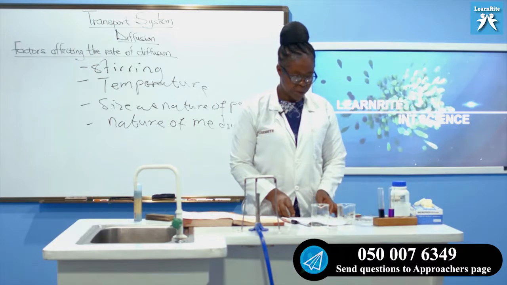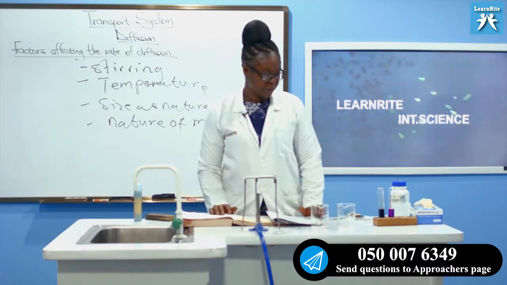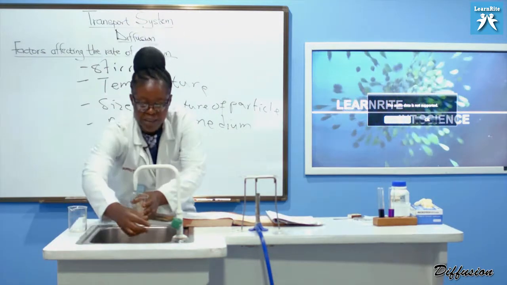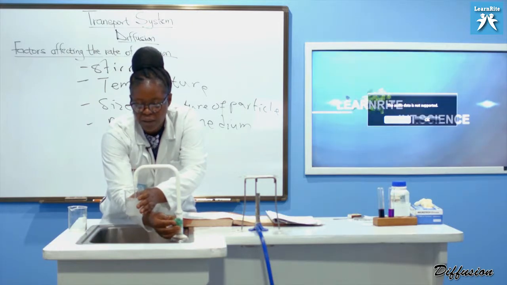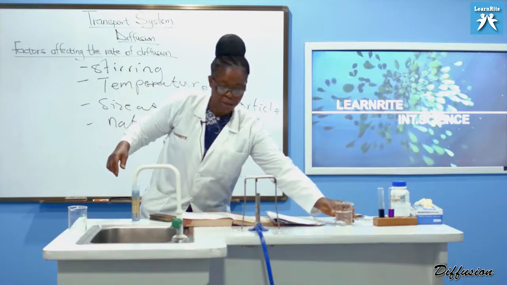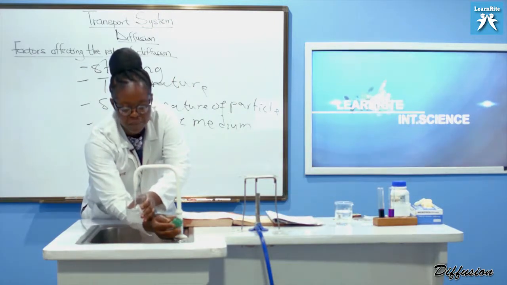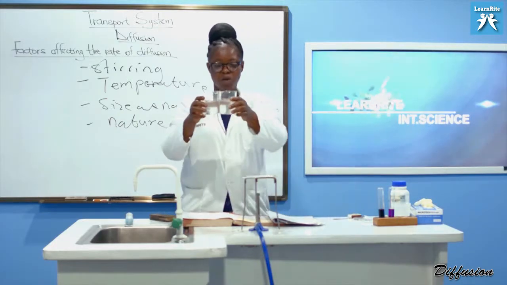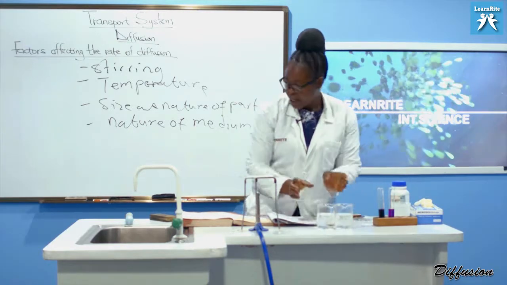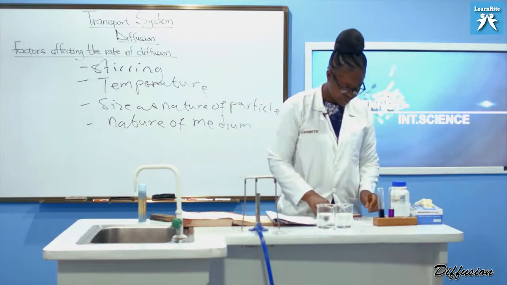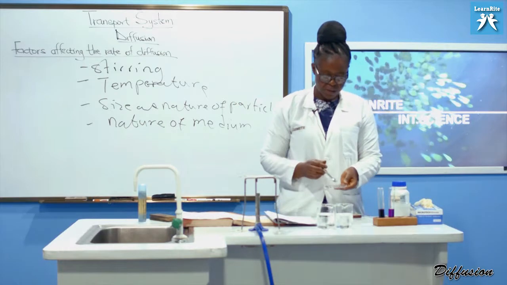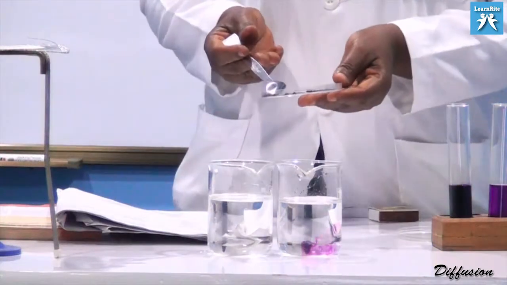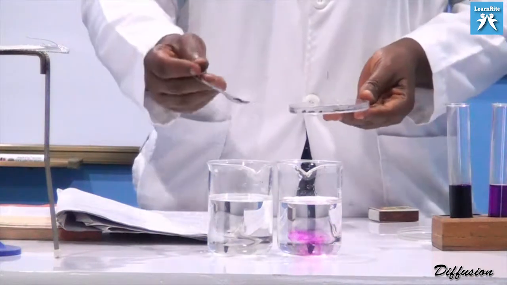That is stirring. How does stirring affect the rate of diffusion? Now I want to demonstrate it to you so that after that you will come out with your own conclusion. I want to fetch water. We have already established that diffusion can take place in liquids, and in this case, our liquid is water. So I fetch my water. They are of equal volumes. I hope you can see equal volumes of water. Then once again, I want to use my potassium permanganate. This time I'm going to use the same size so that you understand it better. So this is 1 grain of potassium permanganate in beaker A, then beaker B, I also put this one into it.